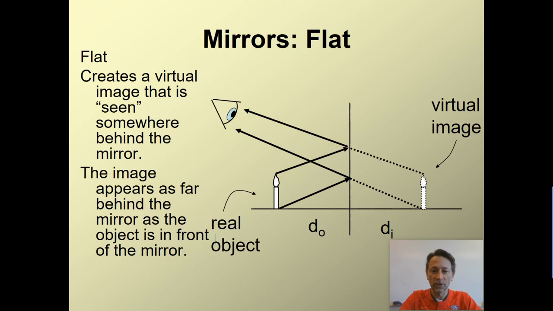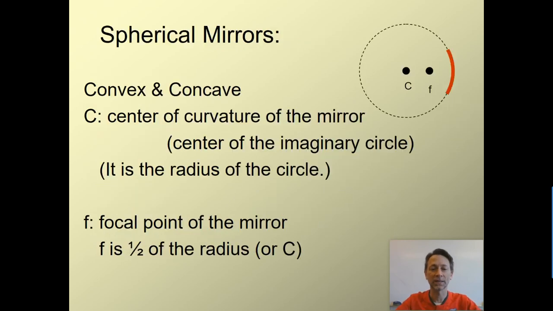Some key things you have to know then is that the image in the mirror looks like it's as far into the mirror as the object is actually from the mirror. So we have the object distance, DO, and the image distance, DI. And notice that those two distances are going to be the same.